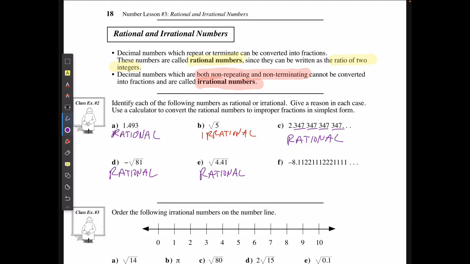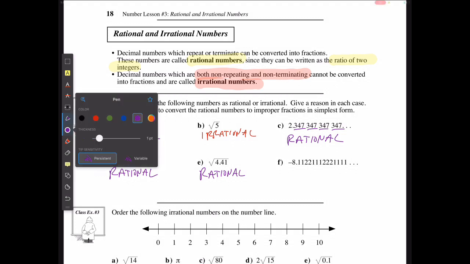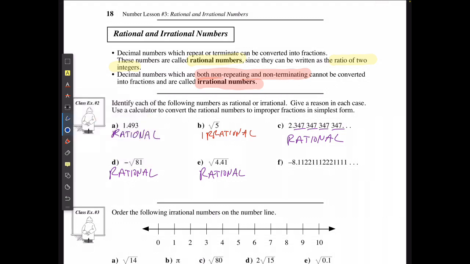When I get to F, it certainly looks like there's a pattern here, but it's not a repeating pattern. Here I have 2 1s and 2 2s, then I have 3 1s and 3 2s, then theoretically 4 1s and 4 2s. I need to have the exact same number of the exact same digits for it to be considered repeating, which means that this is actually irrational.